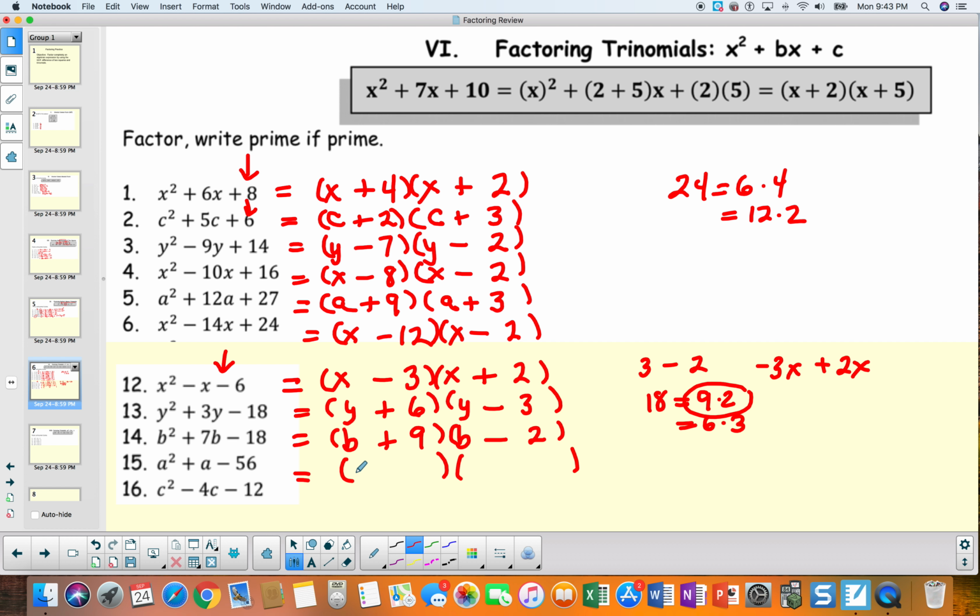All right, let's take a look at A. We're looking for two numbers that make 56, and that's what, 8 times 7. And 8 times 7, the difference is going to be a 1 here. So it's 8 and 7. You want more positives than negatives. And last one, C and C, you're looking at 12, where the difference is going to be 4. So you're going to want to use 6 times 2. 6 and 2, more negatives than positives.